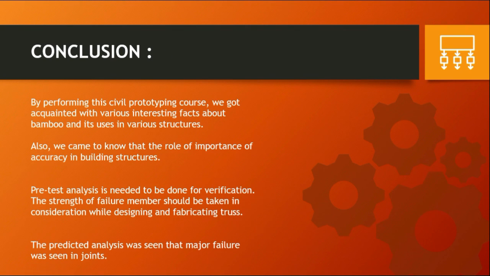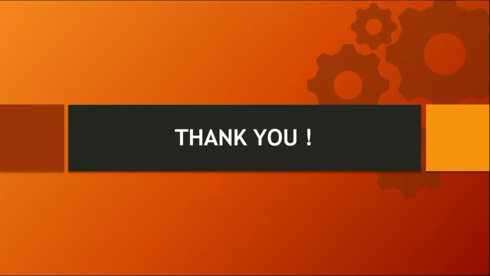Now moving on to the conclusion of our prototyping course, we got acquainted with various interesting facts about bamboo and its various structures. Also, we came to know the importance of accuracy in building structures. We also learned that pre-test analysis needs to be done for verification. Bamboo as a material is more economical than steel. We also learned each and every basic step of prototyping flowcharts like planning, designing, fabrication, testing, and others. With civil prototyping, we also learned the application of mechanics.